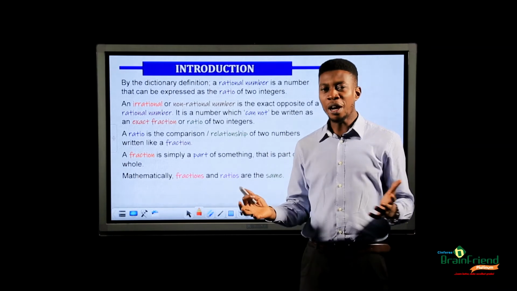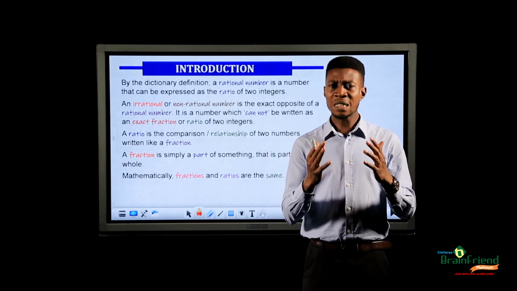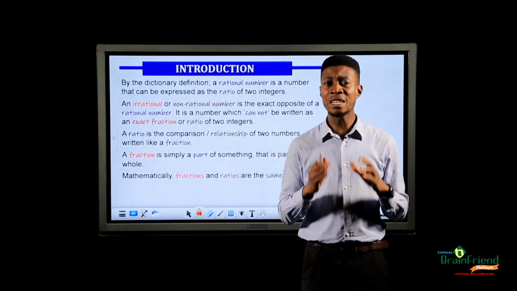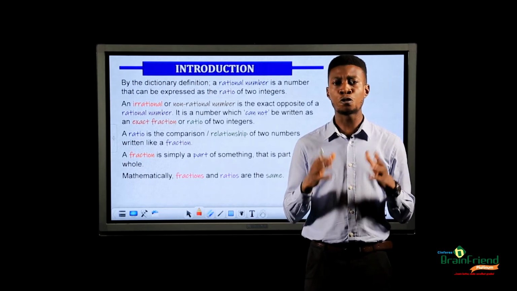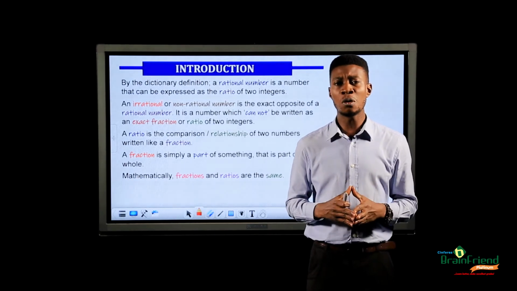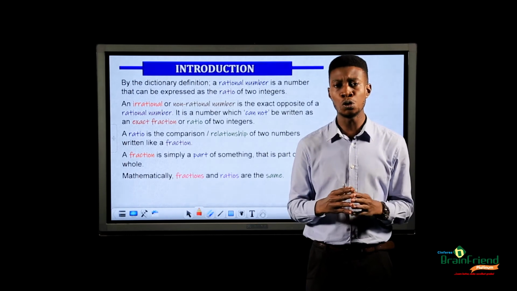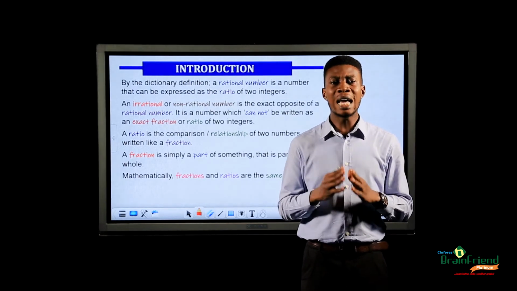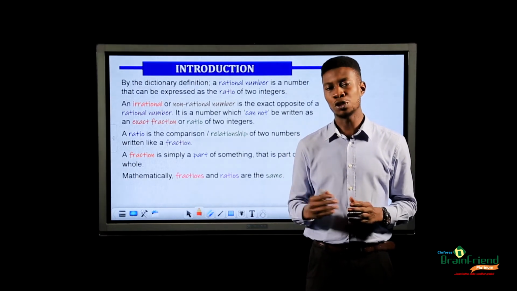Rational and irrational numbers. I'm sure these terms are not strange to you. Let's find out what rational numbers are. A rational number is a number that can be expressed as an exact ratio of two integers. On the other hand, an irrational number is a number that cannot be expressed as a fraction or a ratio of two integers. Now, two words are key in these definitions: ratios and fractions.